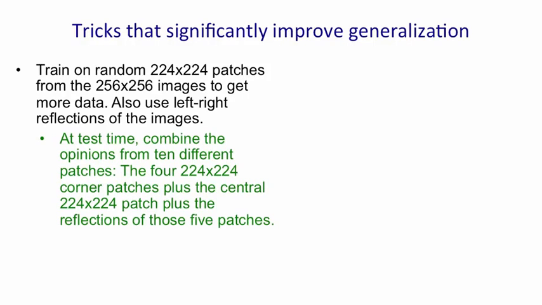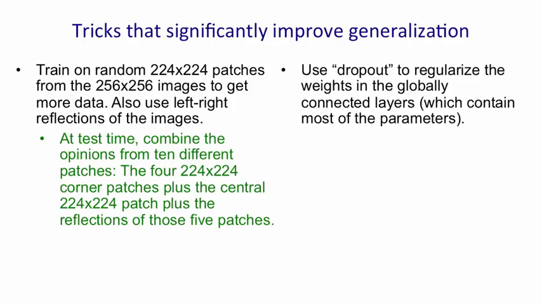At test time, he doesn't just use one patch. He uses a number of different patches. The four corners, the middle, that gives him 5, and then the left-right reflections of all those, that gives him 10. He runs all 10 through the network and then combines their opinions.